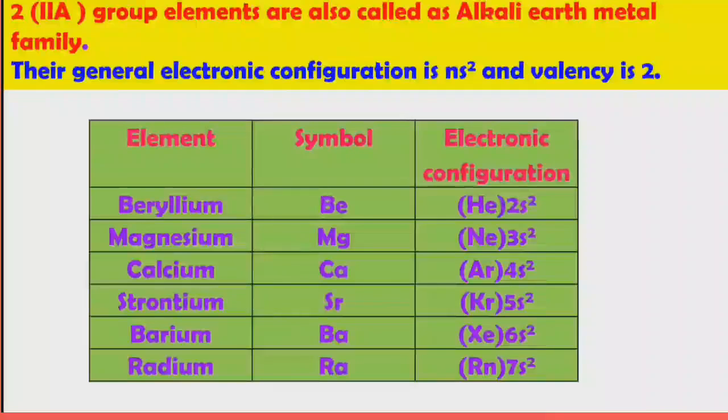Beryllium, magnesium, calcium, strontium, barium, radium. These are the second A group elements. Here we can see the symbols and electronic configuration. Beryllium is helium 2s2. For magnesium, valence shell electronic configuration is 3s2. For calcium it is 4s2, for strontium 5s2, for barium 6s2, and for radium 7s2. So the general electronic configuration is ns2.